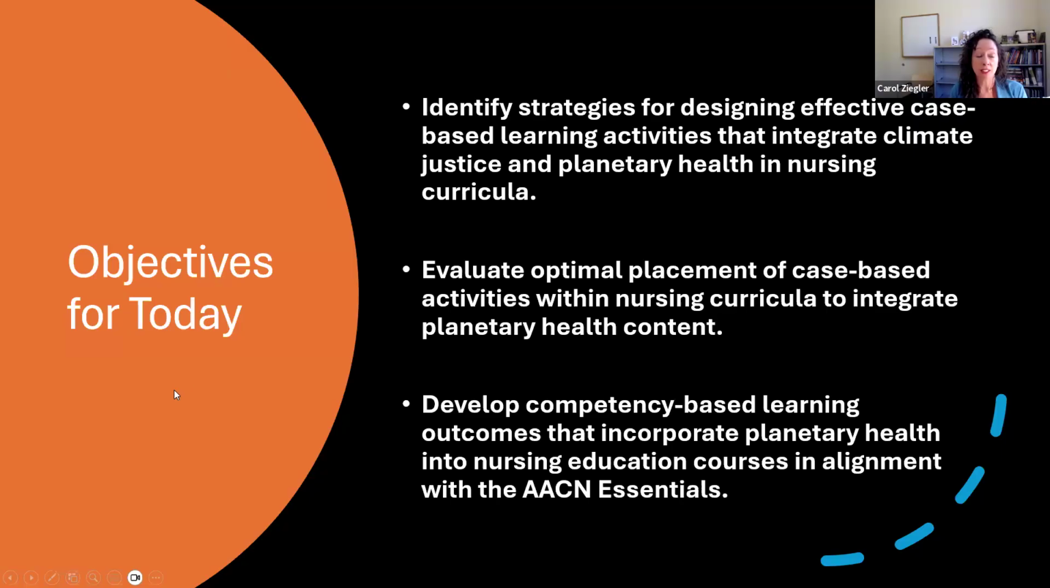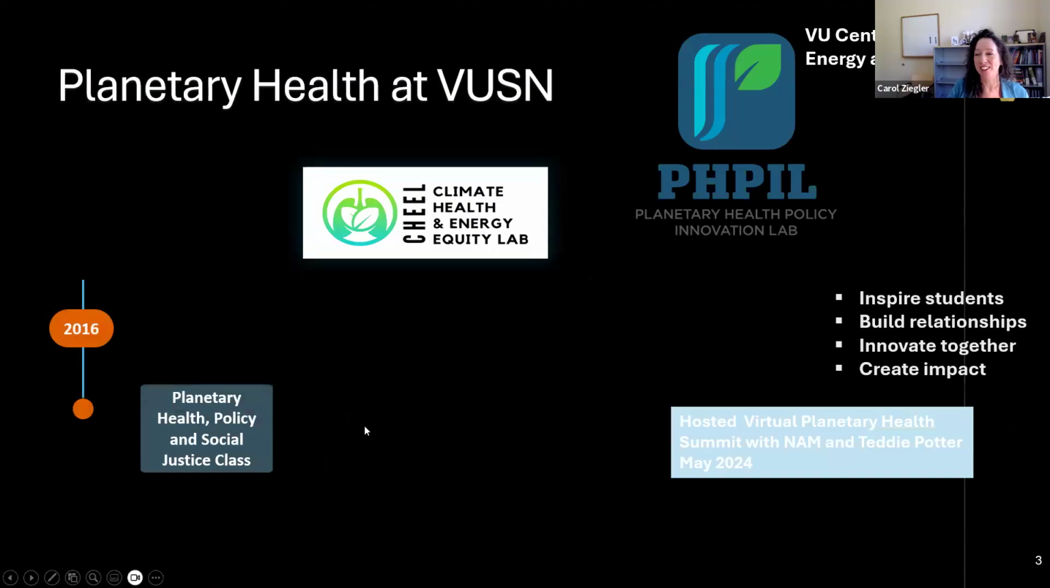So the objectives for today are to identify strategies for designing effective case-based learning activities that integrate climate justice and planetary health in our curriculum. And then evaluate where do we put these things? Like what's the optimal placement of case-based activities within curricula to integrate this content within the framework of those competency-based learning essentials. So we're trying to pull all these things together, which has been pretty complex. I know y'all are all trying to do it now.